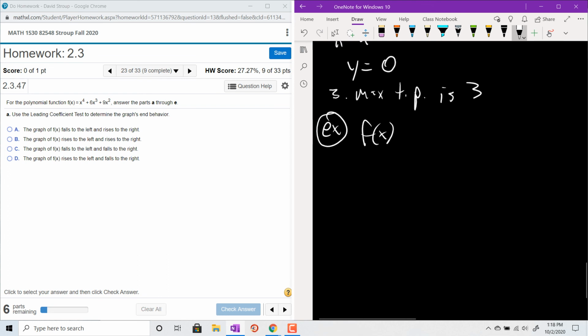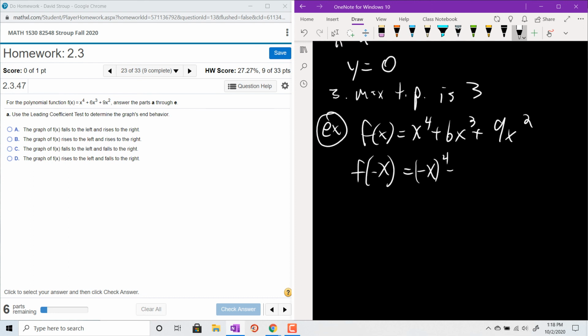f of x is x to the 4th plus 6x cubed plus 9x squared. Thinking about even and oddness, then you're plugging in negative x. Okay, so I got negative x to the 4th plus 6 times negative x cubed plus 9 times negative x squared. The first guy is going to end up being positive because it has an even exponent. The second guy is going to be negative because of an odd exponent, negative 6x cubed, and then plus 9x squared.